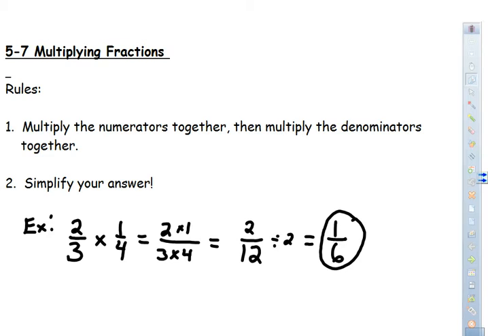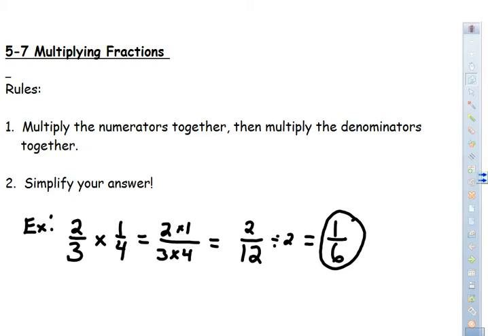So the rules for multiplying fractions say, number one, you are going to multiply the numerators together, then multiply the denominators together. Step 2, simplify your answer. So as you can see, that's about as easy as it gets. It's a nice change from adding and subtracting.